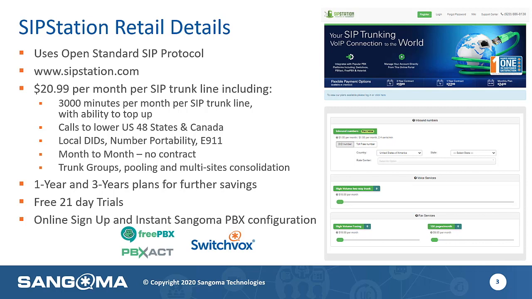You can purchase local DIDs through the lower 48 and Canada. We provide number portability, so you can port your numbers from other services, and we will provide E911. You can purchase SIPStation on a month-to-month basis without contract. You can also provide trunk groups, so if you have any sort of multi-site requirement, you can have one SIPStation account and divvy up your SIP trunking connectivity to multiple locations.